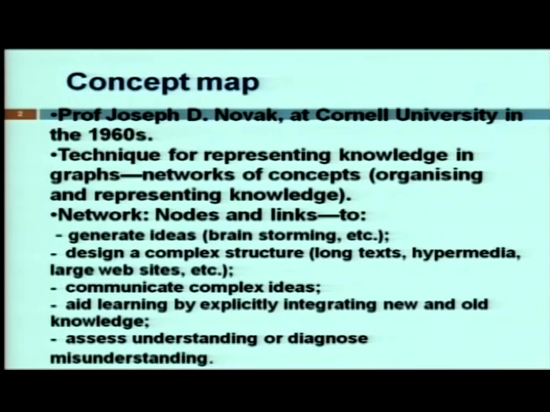What is a network? A network is nodes and links. These are nodes and links which best represent a network. What does a network have to do? The network has to generate ideas through brainstorming, etc. They have to design a complex structure, say long textbooks, hypermedia, large websites. This is a complex structure. They have to communicate complex ideas. So through this network of concepts, that is a concept map, they would facilitate designing a complex structure. They would communicate complex ideas.